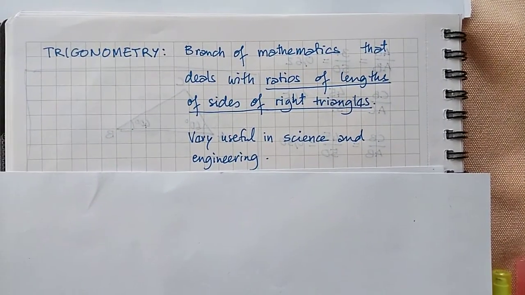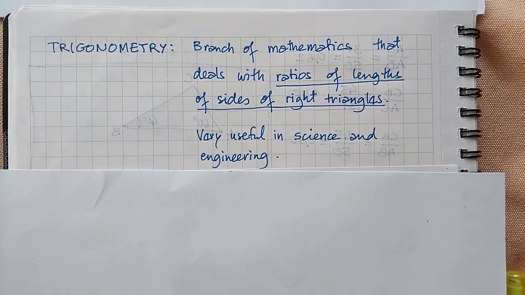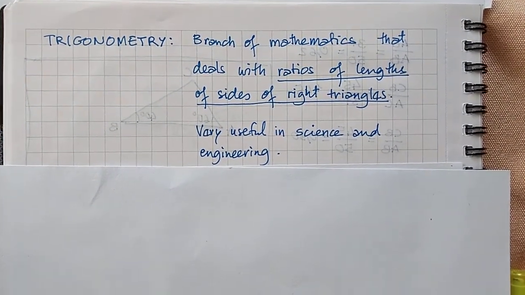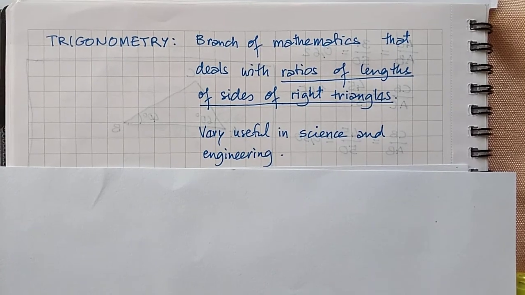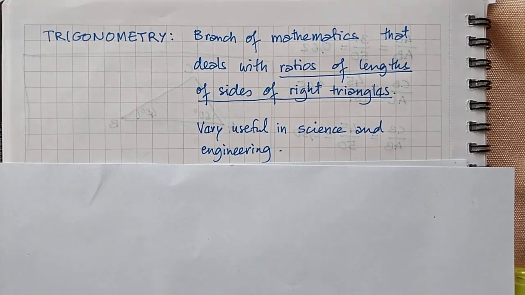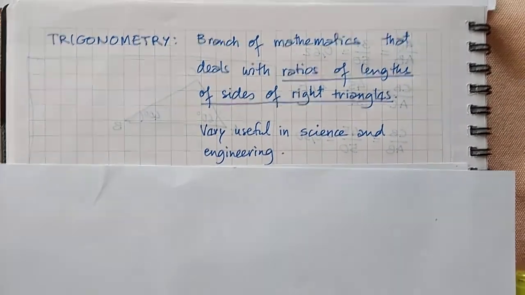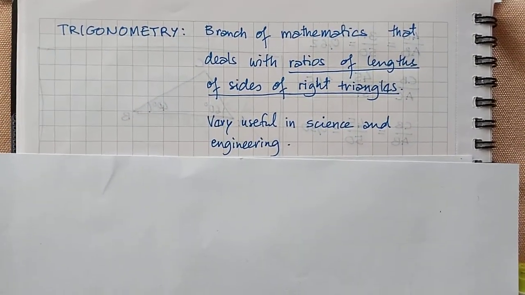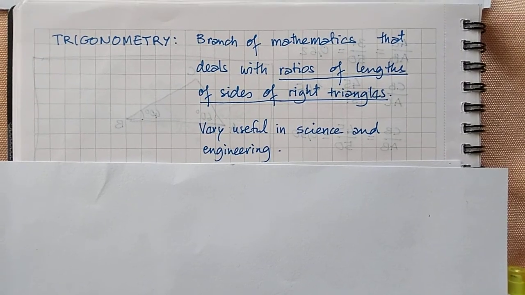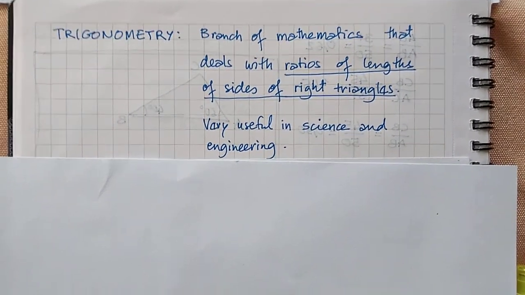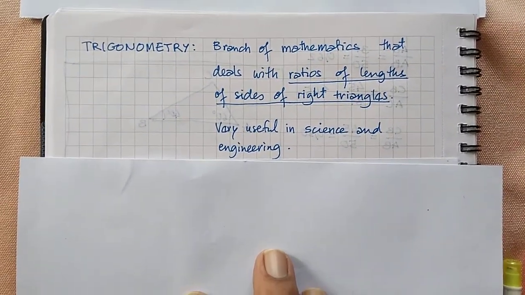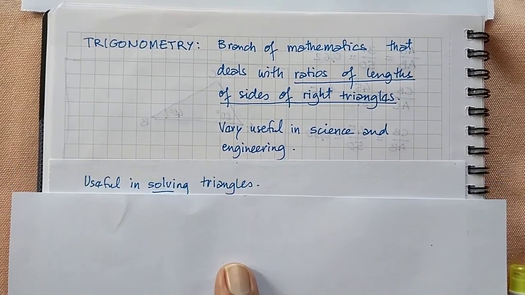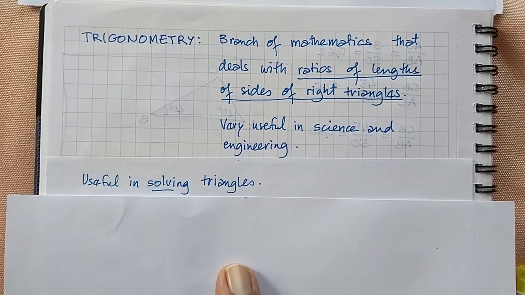Okay, bonjour. So, in this video, we will actually start trigonometry. As I told you in the last video, trigonometry is a branch of mathematics that deals with the ratios of lengths of sides of right triangles, triangle rectangle. This is very useful in science and engineering. There are many uses of trigonometry. One of the most common ones is that it is useful in solving triangles.